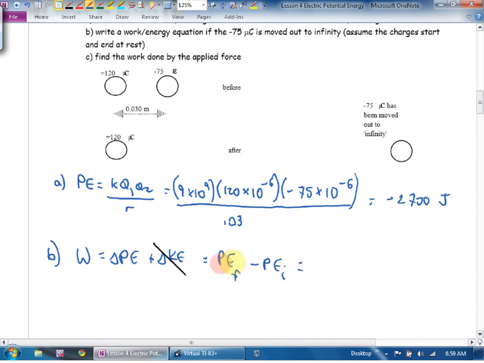Out at infinity, what's your final energy? It's not meant to be a trick question. Out at infinity, what's your final energy? Zero. Minus. What was our initial energy? Negative 2700. How much work would it take to move it out to infinity? Zero minus negative 2700. Or what I'm really saying is you'd have to add 2700 joules of energy.